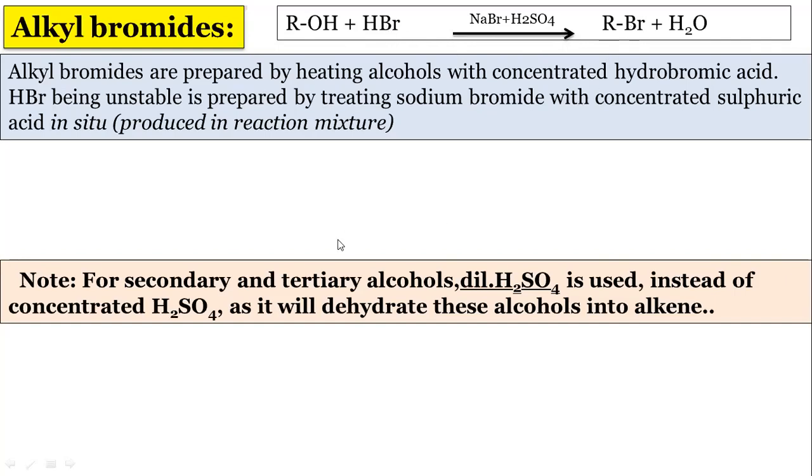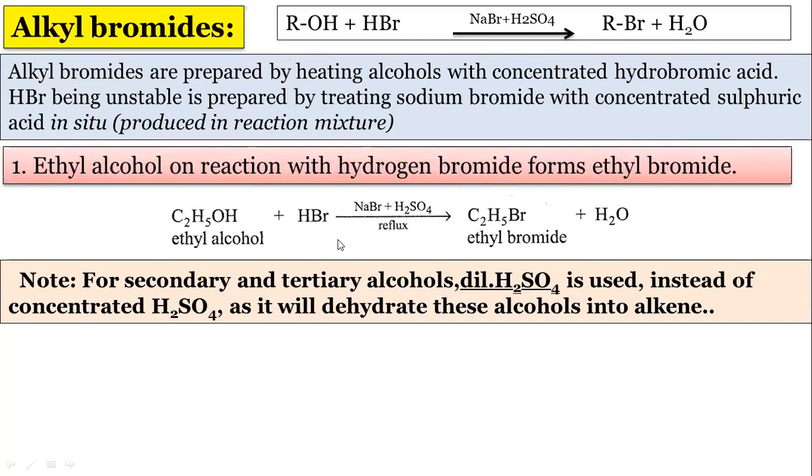So all the reactions of alkyl chloride and bromide are the same. Only the change is that on the arrow we have to write sodium bromide plus H2SO4, reflux. For the secondary and tertiary alcohols, dilute H2SO4 is used instead of concentrated H2SO4, as it will dehydrate these alcohols into alkenes.